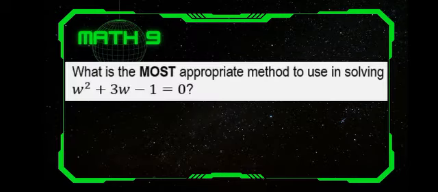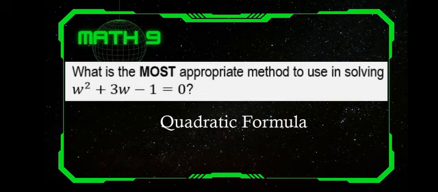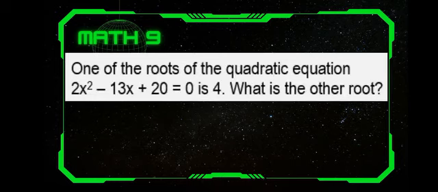What is the most appropriate method to use in solving w squared plus 3w minus 1 is equal to 0? That is by quadratic formula. One of the roots of the quadratic equation 2x squared minus 13x plus 20 is equal to 0 is 4. What is the other root?